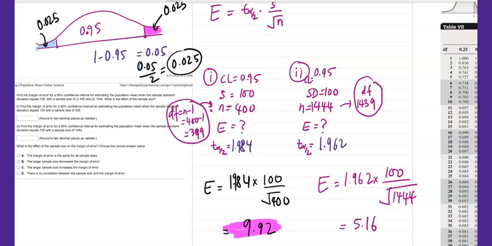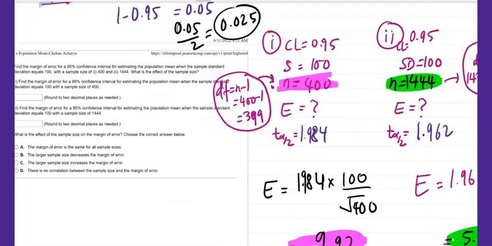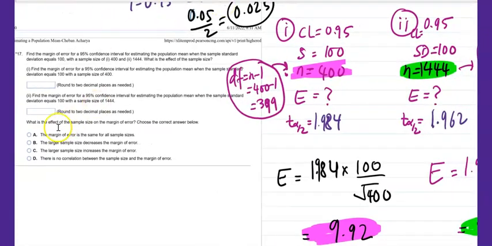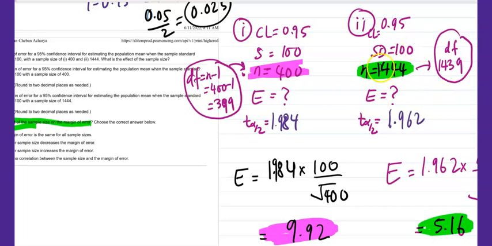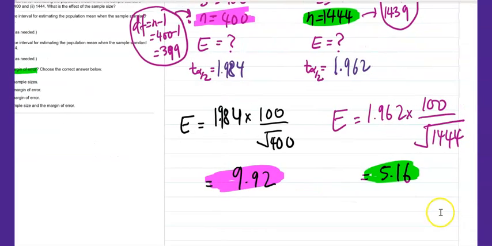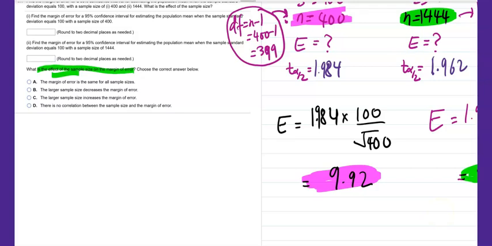And you see, this is the margin of error for sample size 400, and this is the margin of error for sample size 1444. So the next question asks, what is the effect of the sample size on the margin of error? What you notice is, as you increase the sample size from 400 to 1444, the margin of error decreases. So the answer is, the larger the sample size, the margin of error is less.